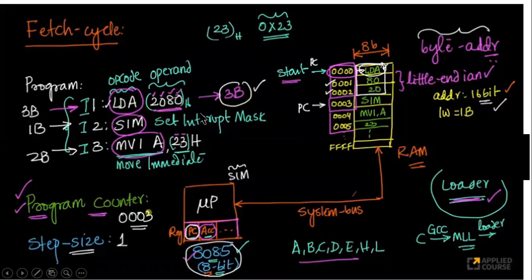This is a program. It will take this LDA 2080, then SIM, then move immediate. Immediate means the number input from the keyboard. Move immediate means whatever this number is, it is loaded in the accumulator like this. Step by step, it will be loaded.